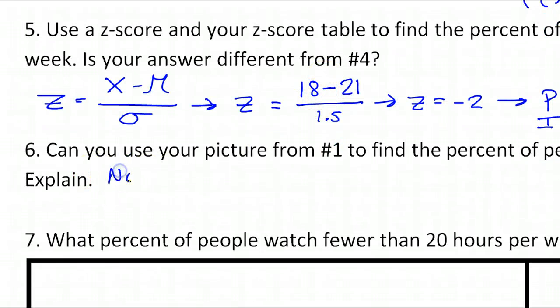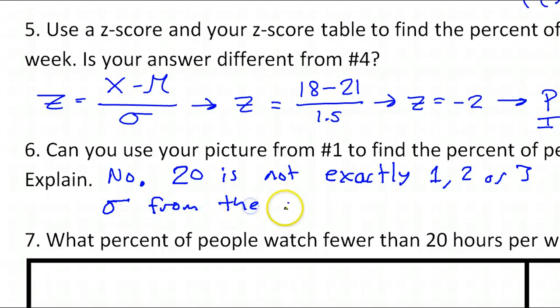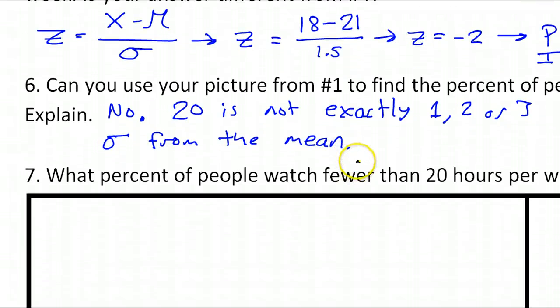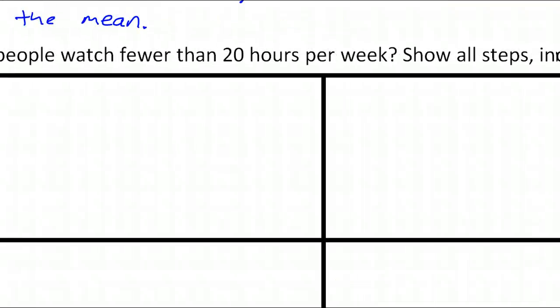Okay, so we will say no, 20 is not exactly 1, 2, or 3 standard deviations from the mean. Okay, and that's all that picture is good for. So if I want to find what percent of people watch fewer than 20 hours per week, that's when we do the analysis that we've been doing with the 4 squares here.